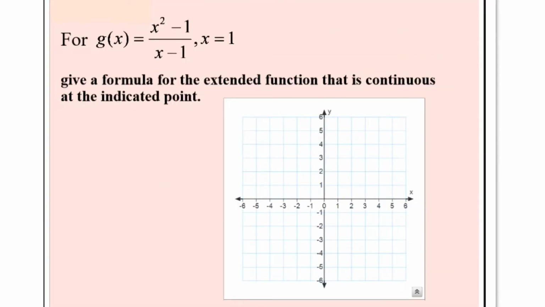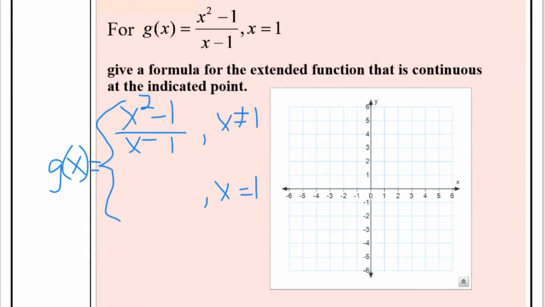There you go. So checking this one out, it says for g of x equals the quantity of x squared minus 1 over x minus 1, where x is 1, give a formula for the extended function that is continuous at the indicated point. All right, so we have to try to come up with a piecewise function that works for this. Because right now, if x is 1, we have an issue. Because looking at the denominator, 1 minus 1 is 0, and you can't divide by 0. So we have to give a formula for the extended function that is continuous at the indicated point.